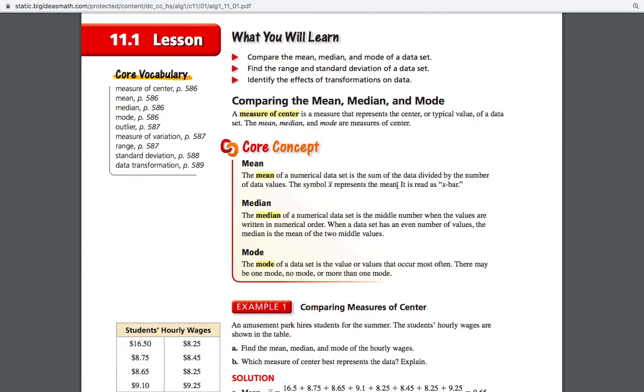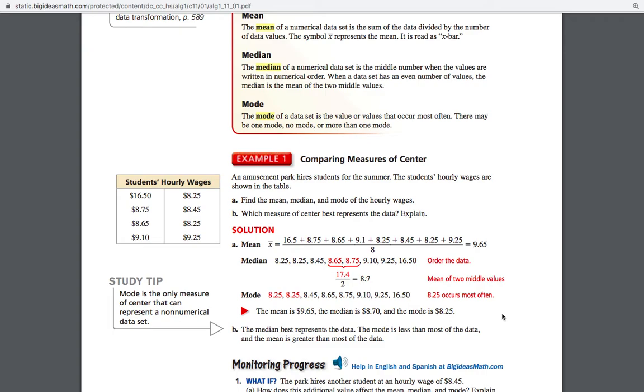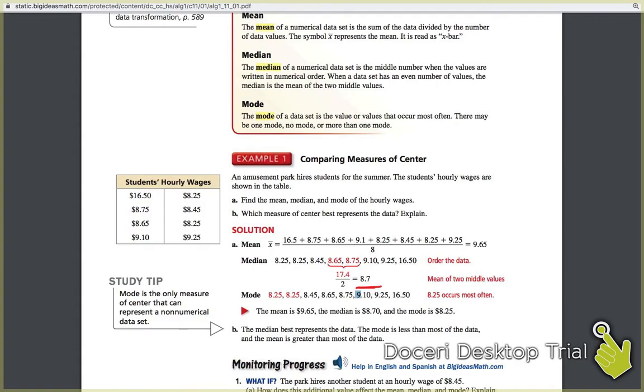All right, so a lot of what we're going to be asked to do here is we're just going to be asked to find them, right? But then also which measure of center best represents the data. So example 1, what I mean by that is if we have a median of 8.7, a mean of 9.65 and a mode of 8.25, right? We see those 3 numbers.